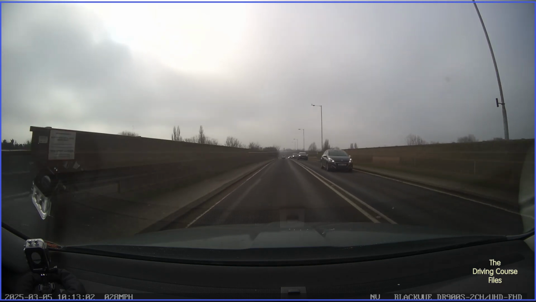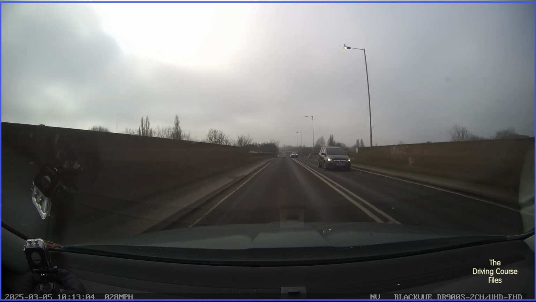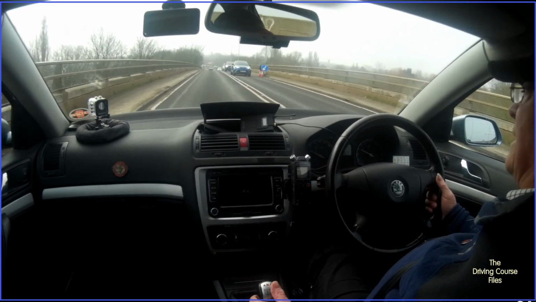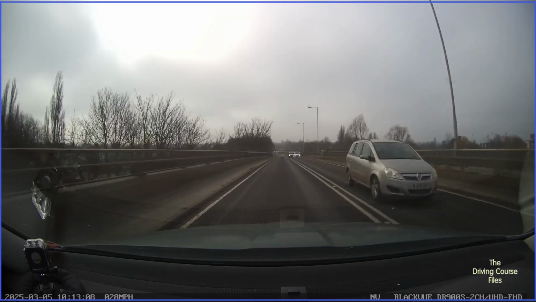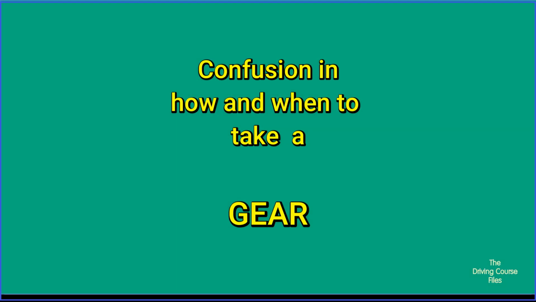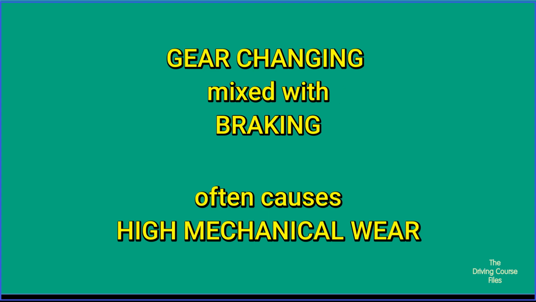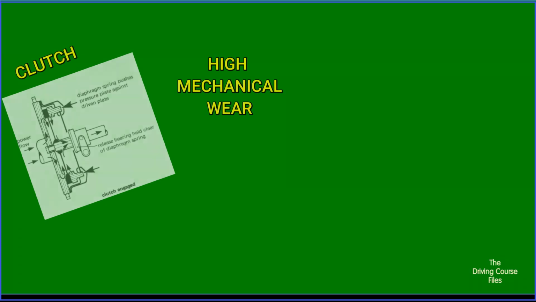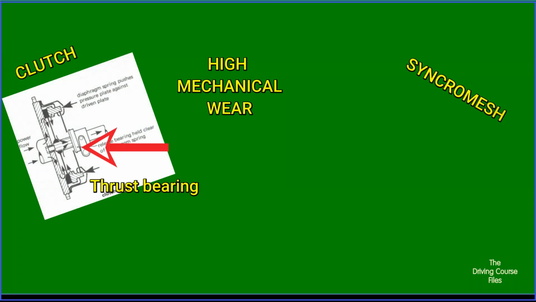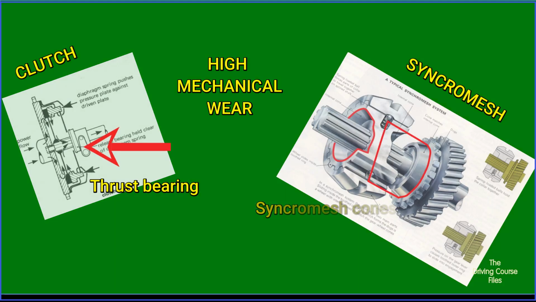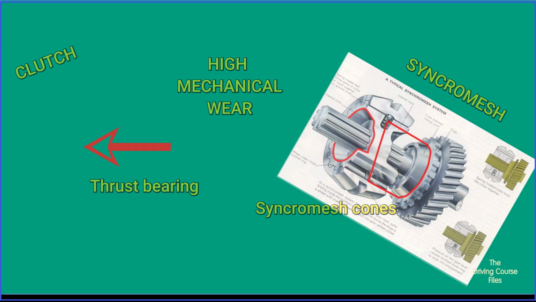Having dealt with speed, we may now need to choose a gear which gives suitable control and flexibility for that new speed. There is often confusion about how and when to take a gear. Mixed in with braking, this often results in a lot of unnecessary wear to the clutch as well as the associated thrust bearing. Additionally, this can cause high wear to the synchromesh in the gearbox.